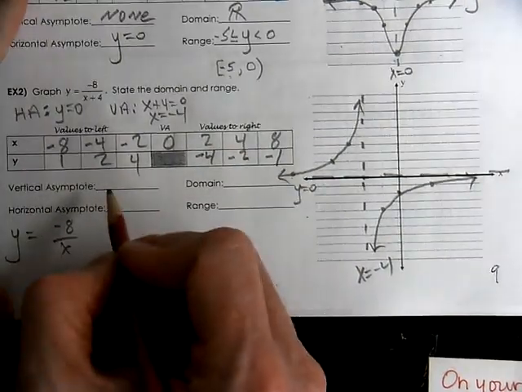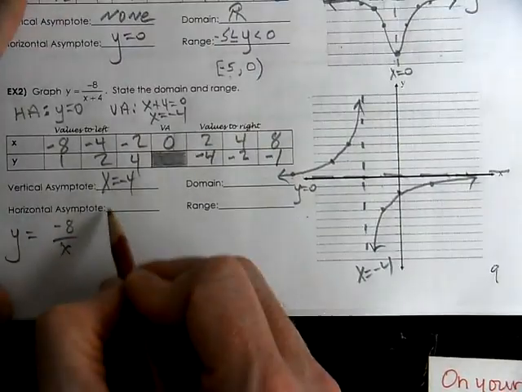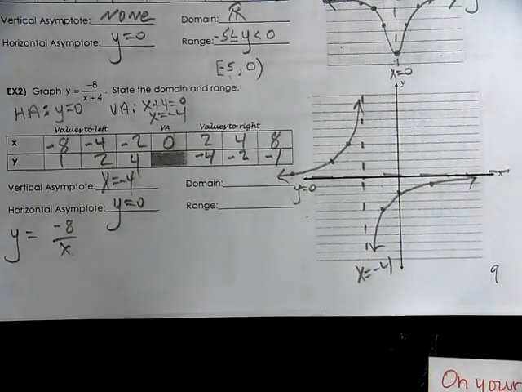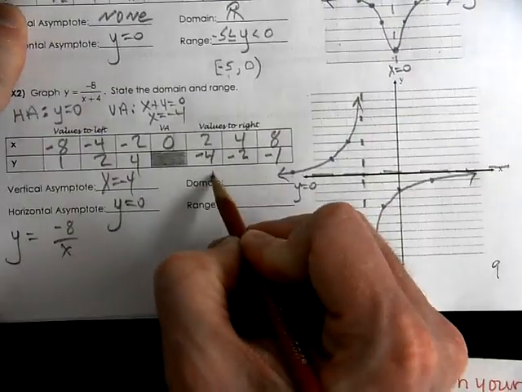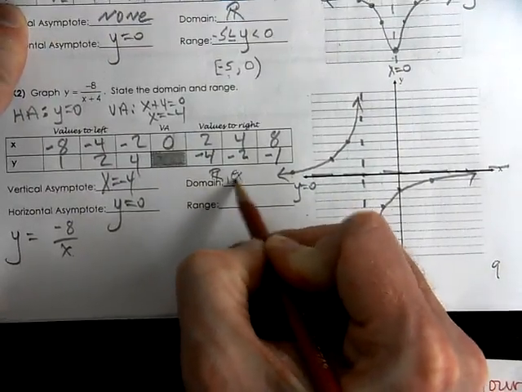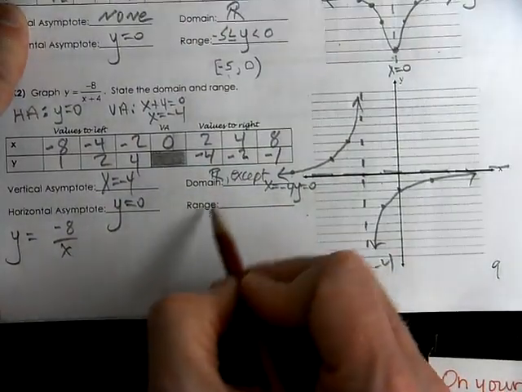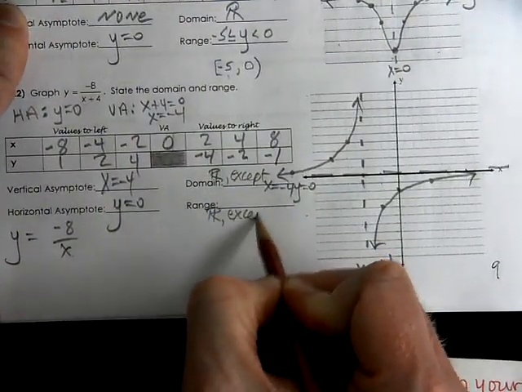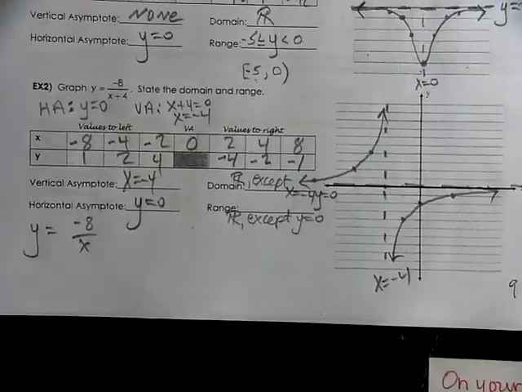So we know our vertical asymptote is at x equals negative 4. Horizontal asymptote is at 0. What's our domain? All real numbers except x equals negative 4. And the range is all real numbers except y equals 0. Great questions.